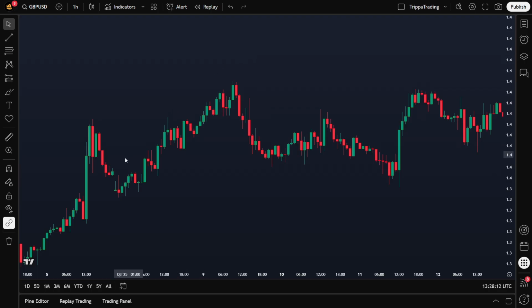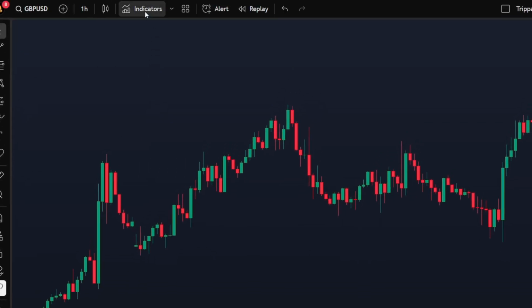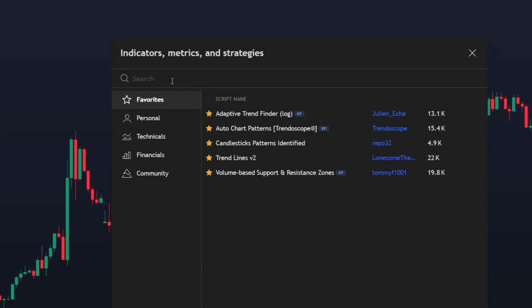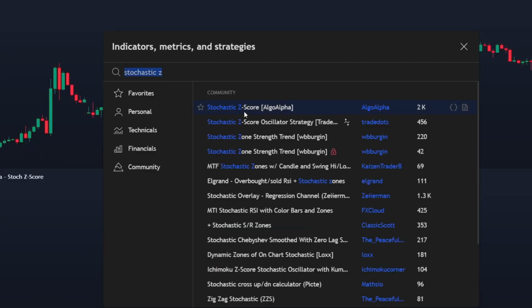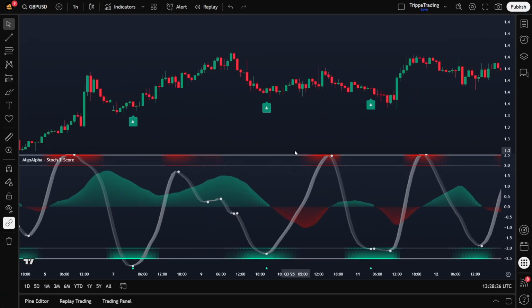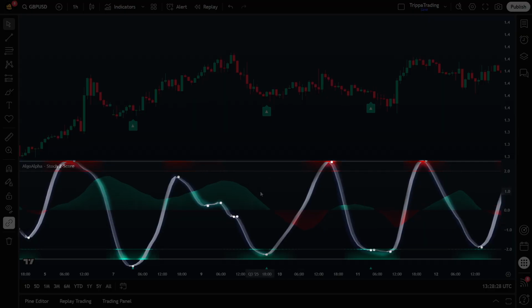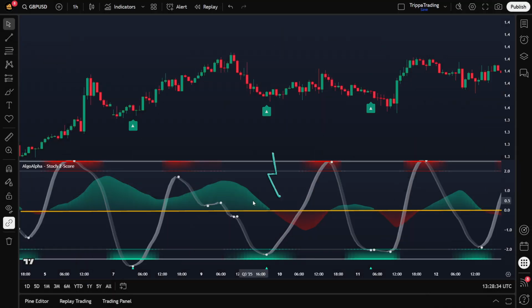Let's start by adding the indicator. On TradingView, open the Indicators tab from here, then search for Stochastic Z Score by Algo Alpha and add it to the chart. You'll see it appear below the chart as an oscillator. There's a main line that moves up and down, a signal line, and a histogram. Everything moves around a center line set at 0.